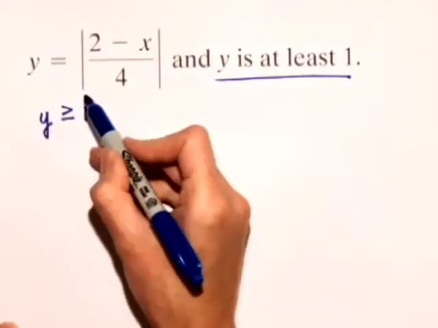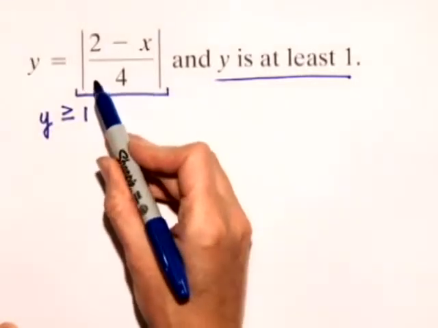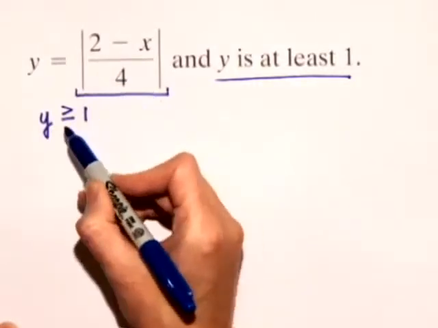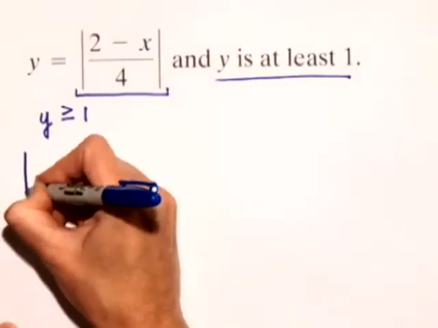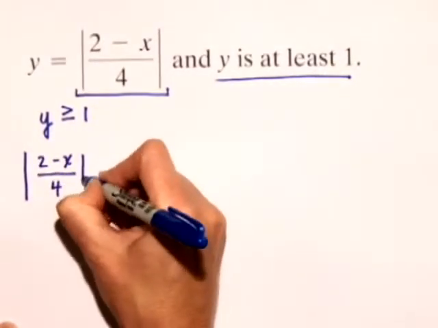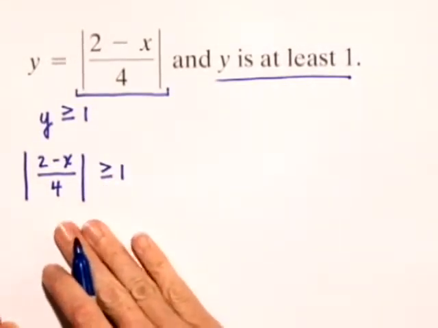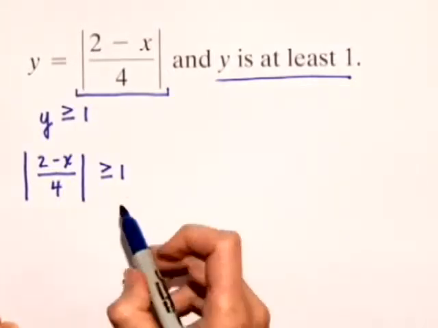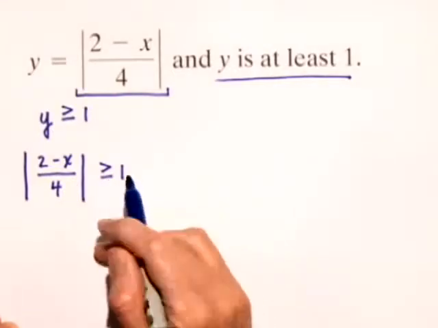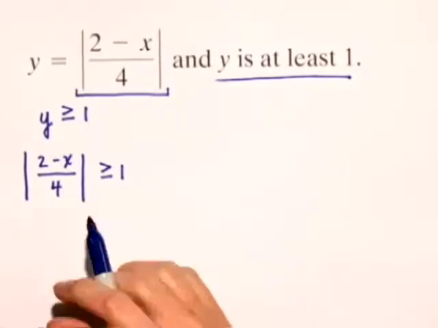Now, since y is really equal to this whole absolute value of 2 minus x divided by 4, we're going to substitute this whole absolute value in for y. And we'll have the absolute value of 2 minus x divided by 4 is greater than or equal to 1. Now, in order to solve an absolute value inequality, we look to see whether it's a greater than or a less than inequality. Since this is a greater than inequality, we're going to divide it into two inequalities with no absolute value bars like this.